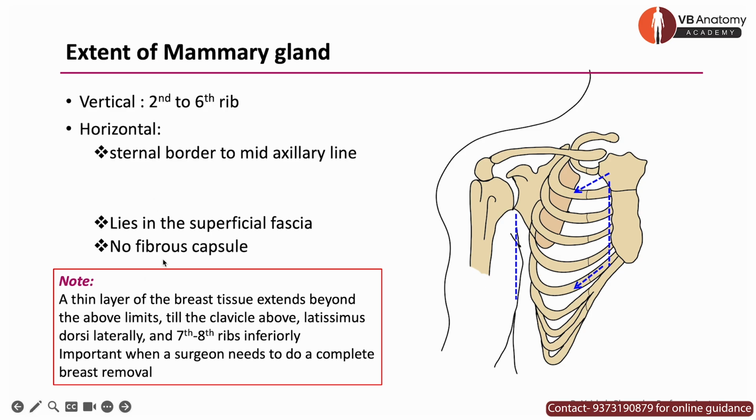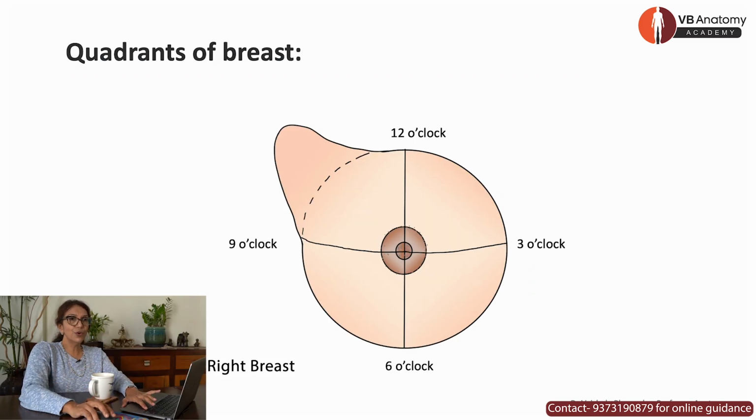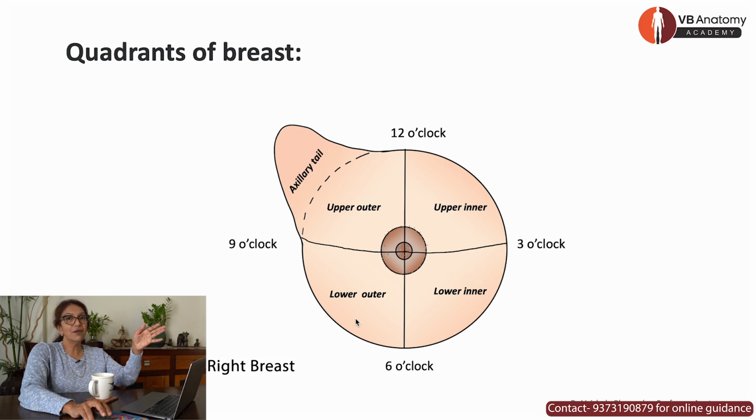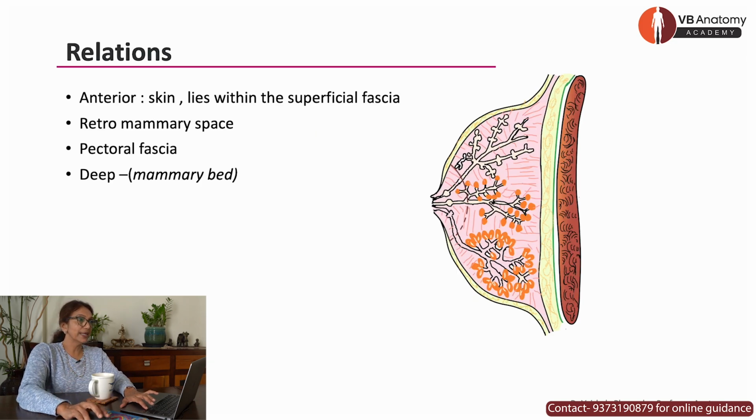And this is relevant because if you're trying to remove all the breast tissue, then you should not limit yourself to this. You have to trace as far as needed to remove all the breast tissue. The breast is divided into 4 quadrants for understanding purpose: outer upper, inner upper, inner lower, outer lower, and a portion of it extends away from this circular area called the axillary tail of Spence. We'll discuss about it later.